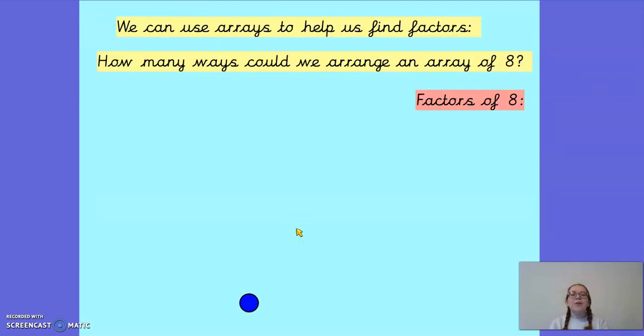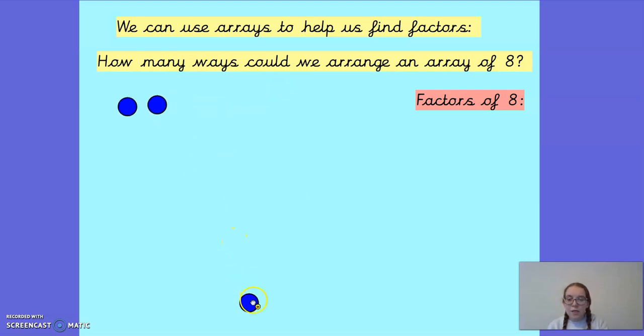Okay, number 1, we can use arrays to help us find factors. So an array, nice and simply, is organising counters or objects into a shape that is regular. Just like yesterday, we were looking at our regular rectangles to help us with our compound shapes. So how many ways can we arrange an array?